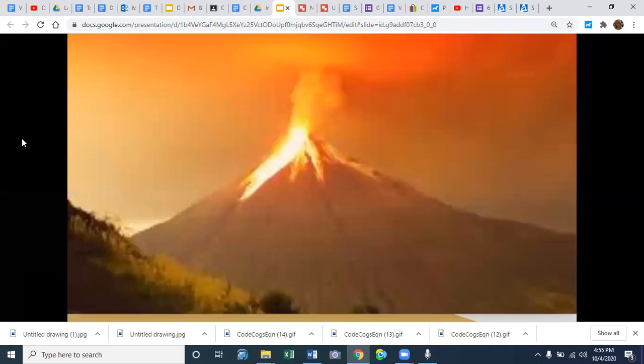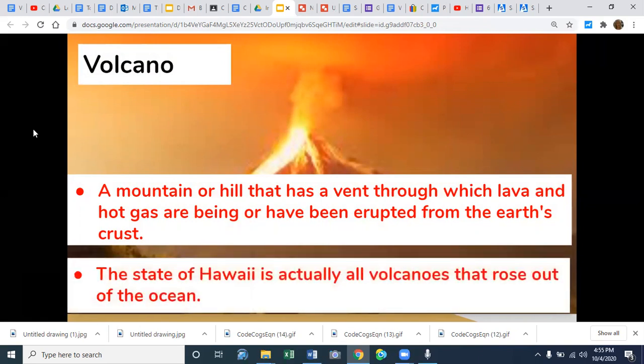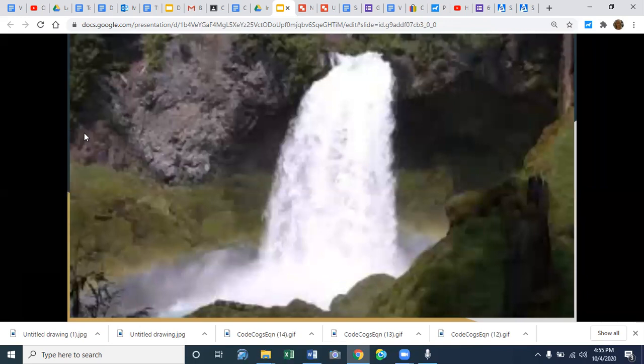This is, you guessed it, a volcano. A mountain or hill that has a vent through which lava and hot gas are being or have been erupted from the Earth's crust is called a volcano. The state of Hawaii is actually all volcanoes that rose out of the ocean. They erupted from under the sea, they cooled, and they formed a bunch of islands, and those are the Hawaiian Islands. They're actually volcanoes.